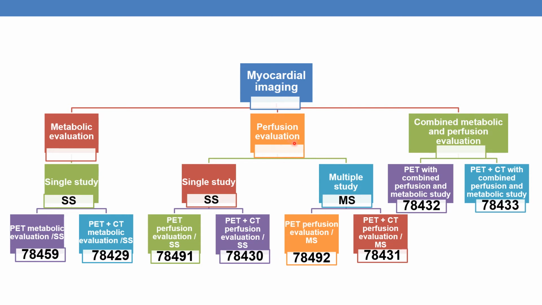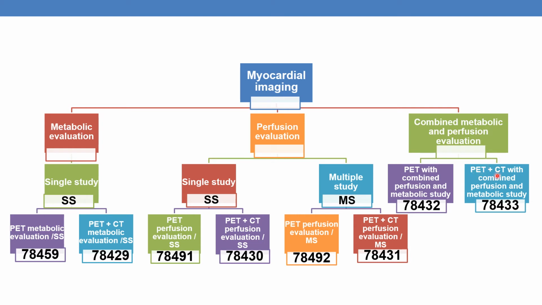And when myocardial imaging is done via PET scan, perfusion evaluation, multiple study, the CPT is 78492. And similarly, when PET scan is combined with CT, perfusion evaluation, multiple study, the CPT is 78431. Now coming to combined, whenever myocardial imaging is done using combined metabolic and perfusion evaluation, when PET is used for myocardial imaging with combined perfusion and metabolic study, the CPT is 78432.